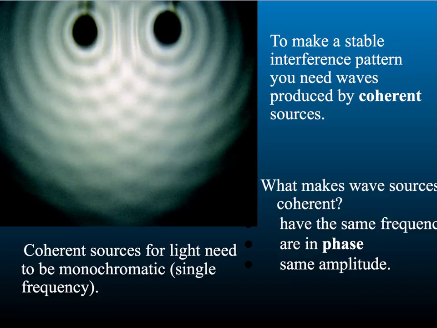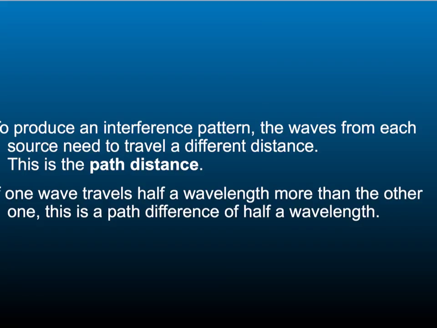To make a stable interference pattern, you need the waves to be produced by coherent sources. Now, in order for the wave sources to be coherent, they must have the same frequency, they must be in phase, and they must have the same amplitude. Coherent sources for light need to be monochromatic, or of a single frequency.